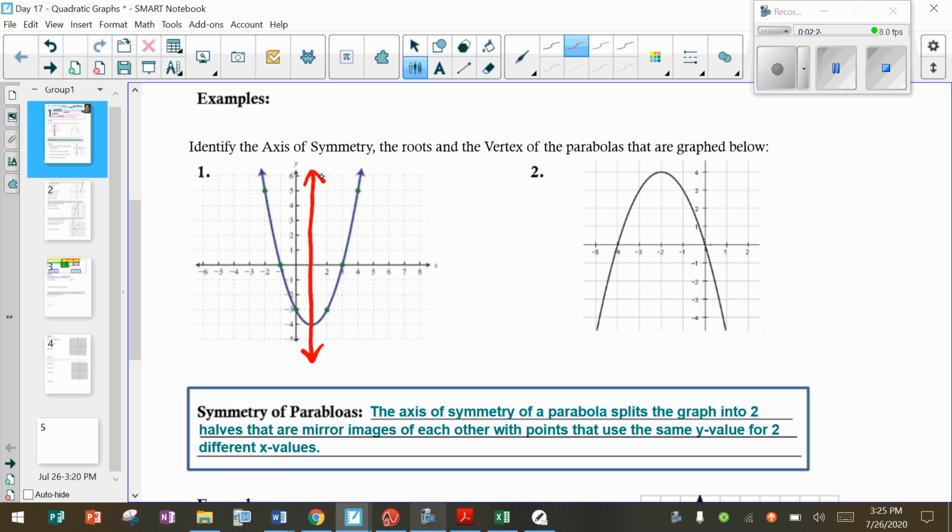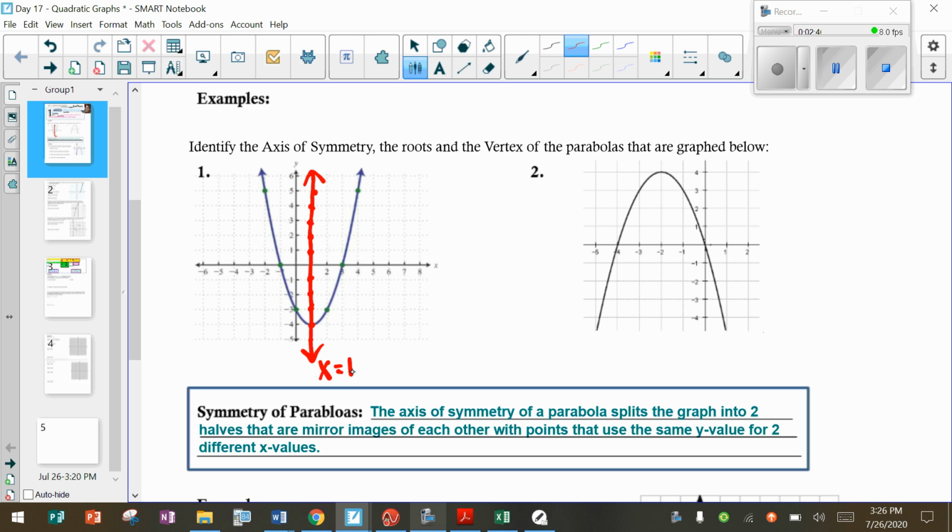This axis of symmetry is always an x equals equation because it is a vertical line that uses the same x value for every point on the line. So the x value for this one is always 1. For all the different points that are on this line, the x value is always 1. So that's your axis of symmetry.